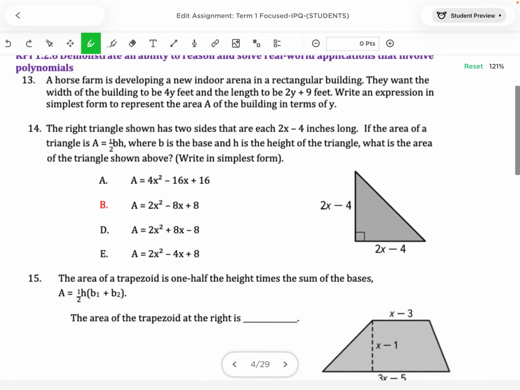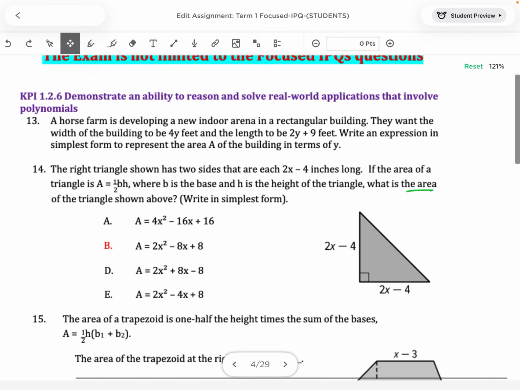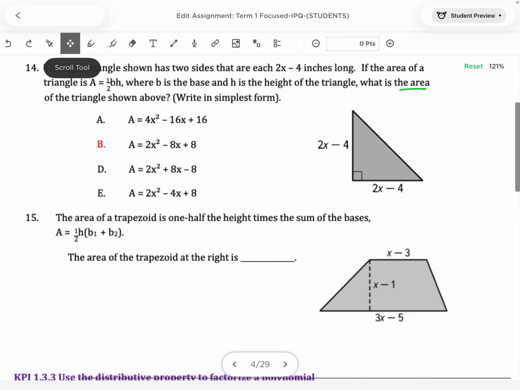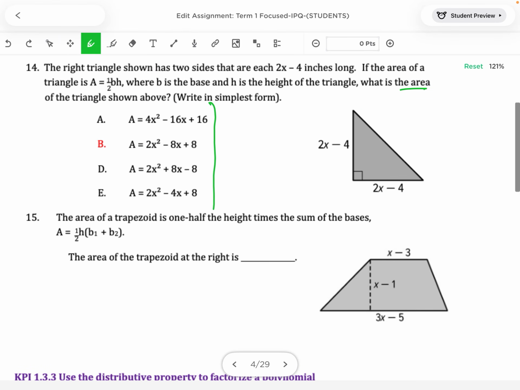Write the area of the triangle. So it will be 1 over 2 base times height, which is 2x minus 4. For 2x minus 4, we keep 1 over 2 aside, and we multiply.